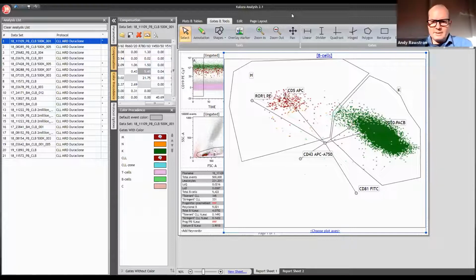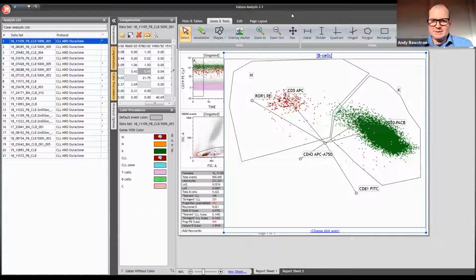So for mantle cell lymphoma, CD11A, CD25 and CD200 are very helpful, in addition to ROR1 and potentially CD43. Mantle cell lymphomas will be CD25 positive with weak CD22, if you can fit that in. But crucially, they'll be CD11A negative or very weak, and CD200 negative or very weak.